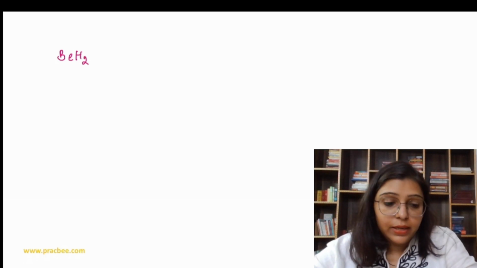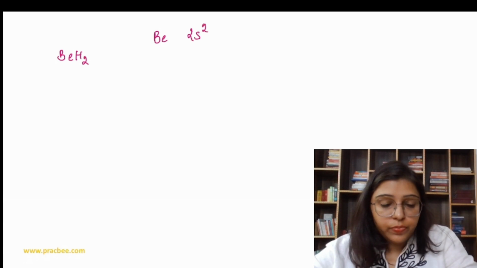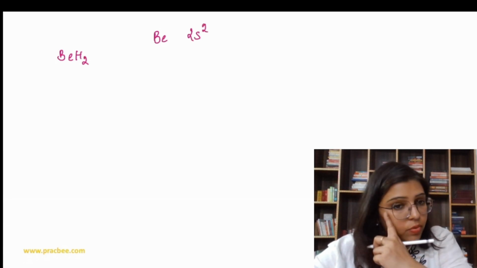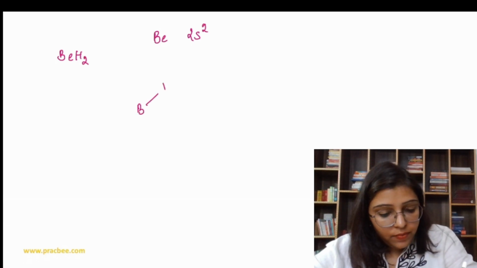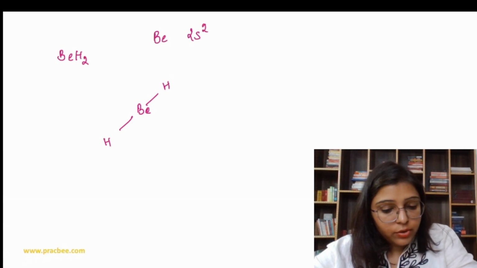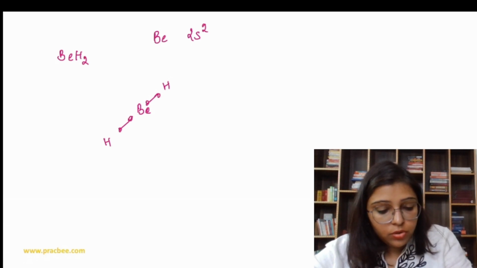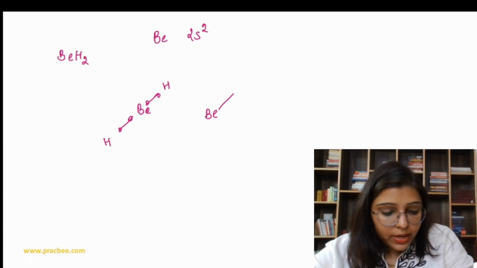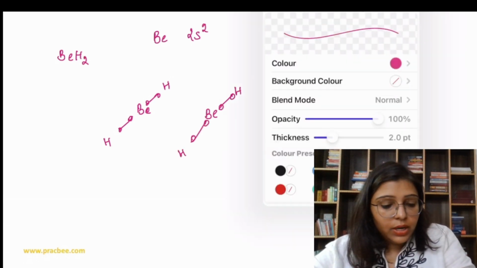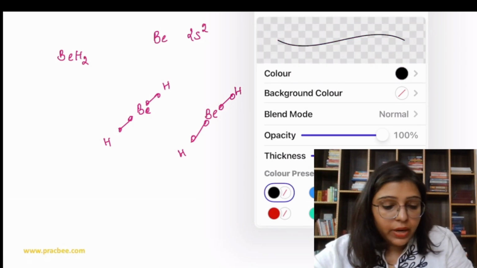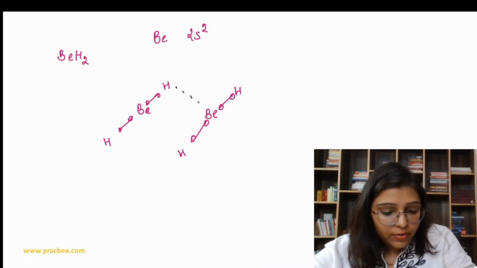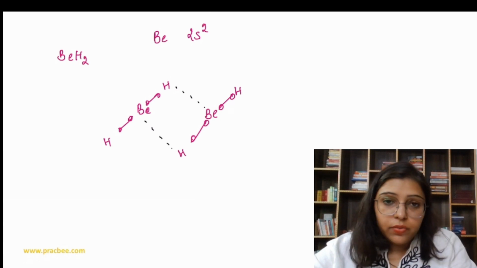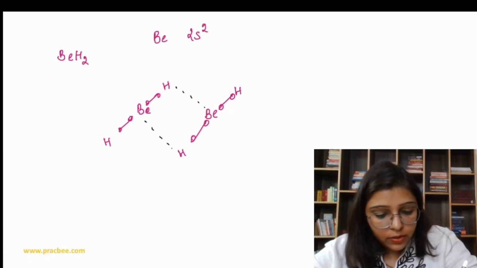Hydrogen, helium, lithium, beryllium. The atomic number is 4. So beryllium is basically 2s2, and it can form two bonds. So see, if we have H, Be, and this is H. So beryllium only has 4 electrons now. 1, 2, 3, 4. If we write one more beryllium, so H, H. So 4 electrons. So what happens? We have a kind of bridge bonding over here. We have bridge bonding, right?